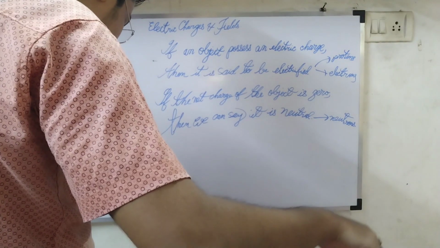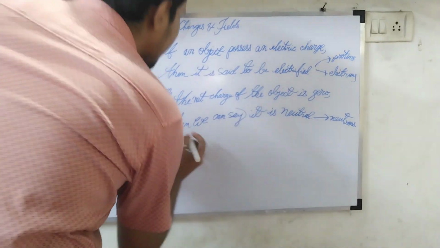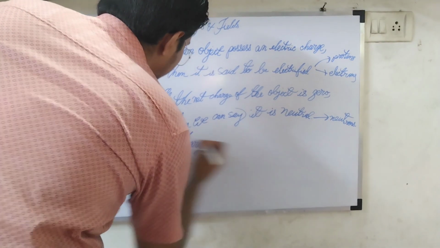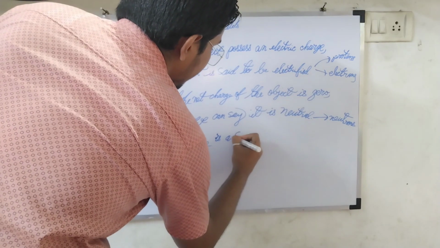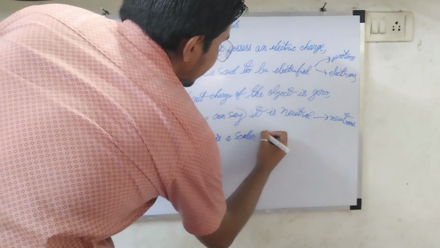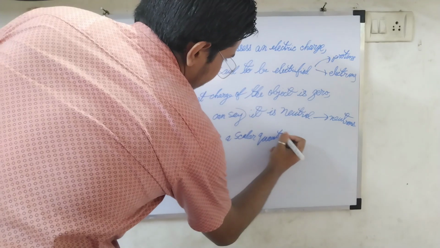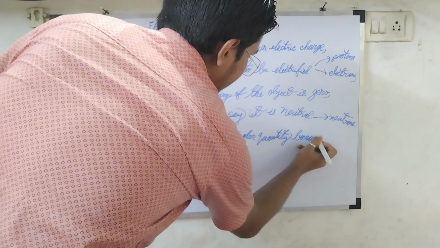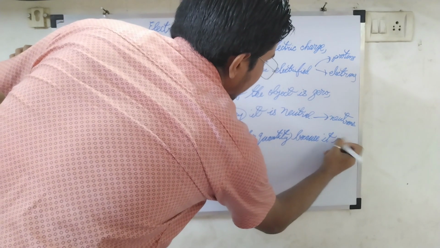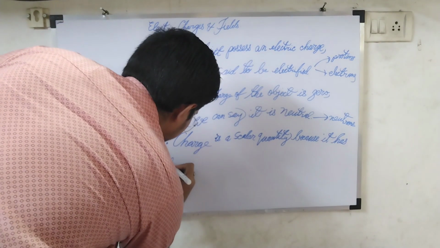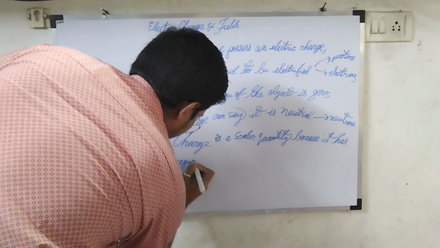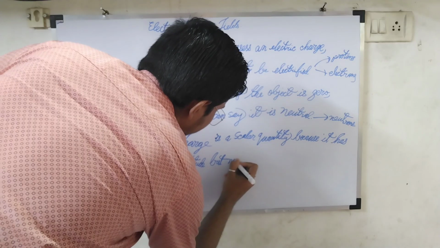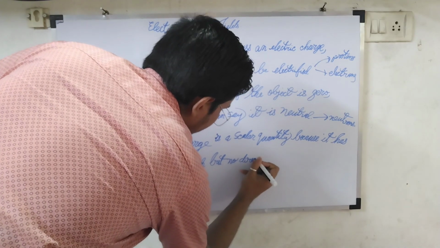Now, what kind of quantity is charge? Charge is a scalar quantity because it has magnitude but no direction. Good.